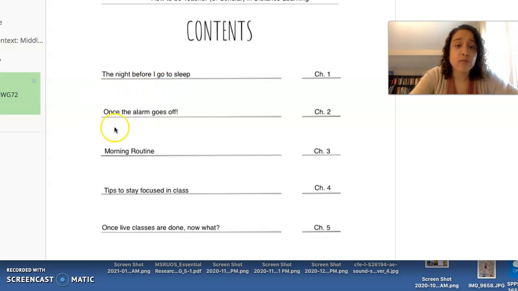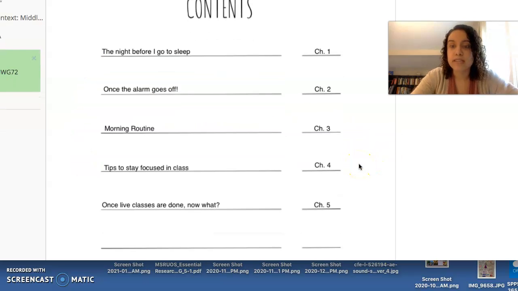I would also say that once the alarm goes off, pretty much my first step is probably to go to the bathroom and brush my teeth. And this goes to my next chapter, chapter 3, on my morning routine. So pretty much once I'm out of bed, I start to brush my teeth. I'm putting on the clothes that I had planned to wear for that day.